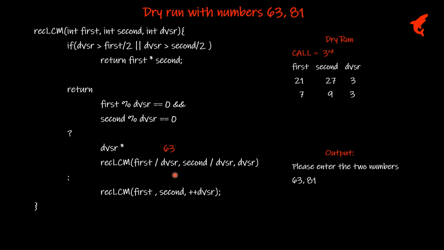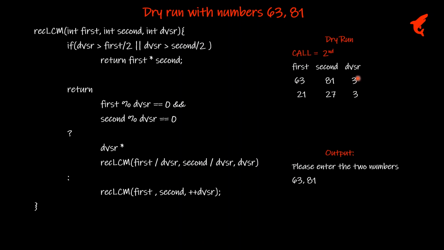Okay, if you remember the step, you multiply the return value with the common divisor, because this time the divisor could divide the first and second variable values. Okay, so we multiply this value with the DVSR value. The DVSR value in this call was 3, so 63 into 3 becomes 189, and this is what is returned to the previous call. Okay, so call number 3 was made by call number 2. So we are back in call number 2.